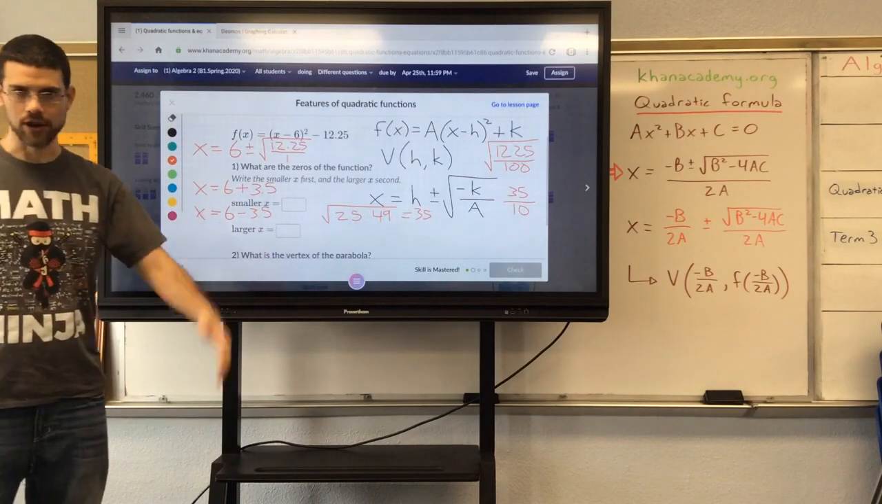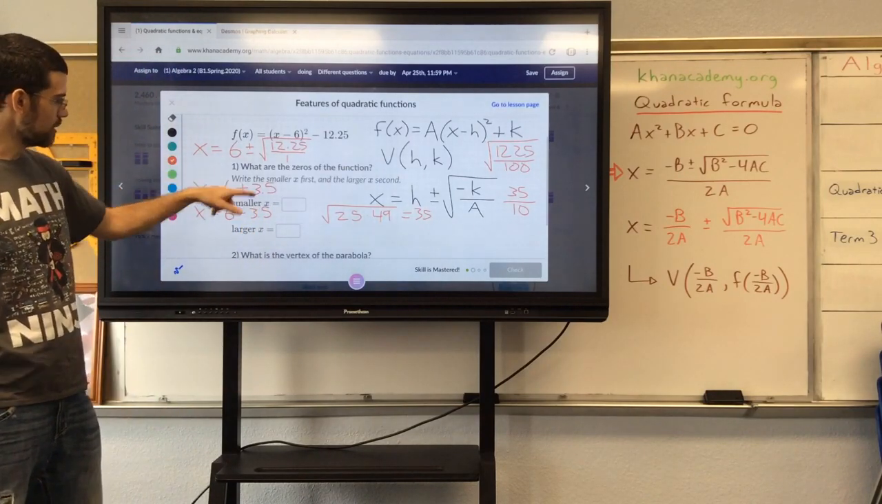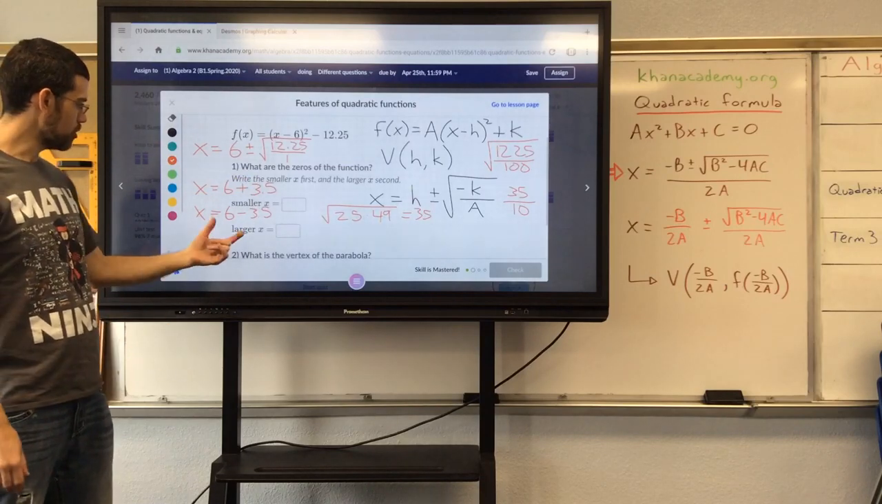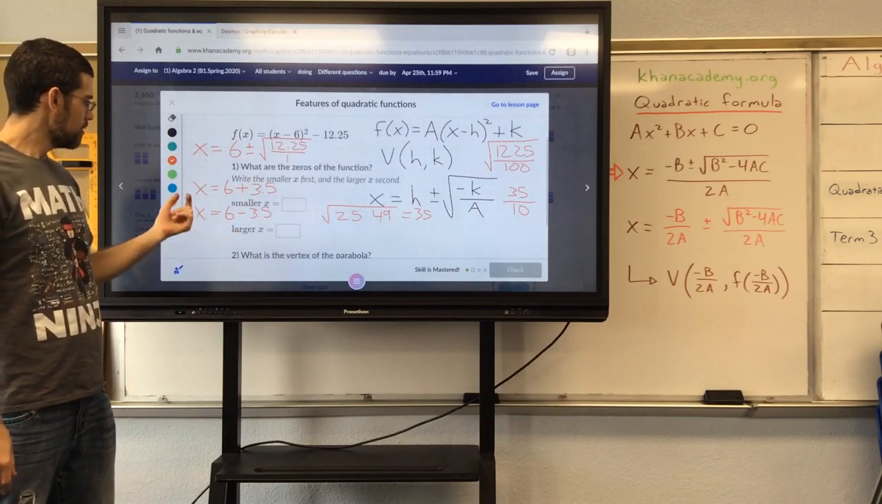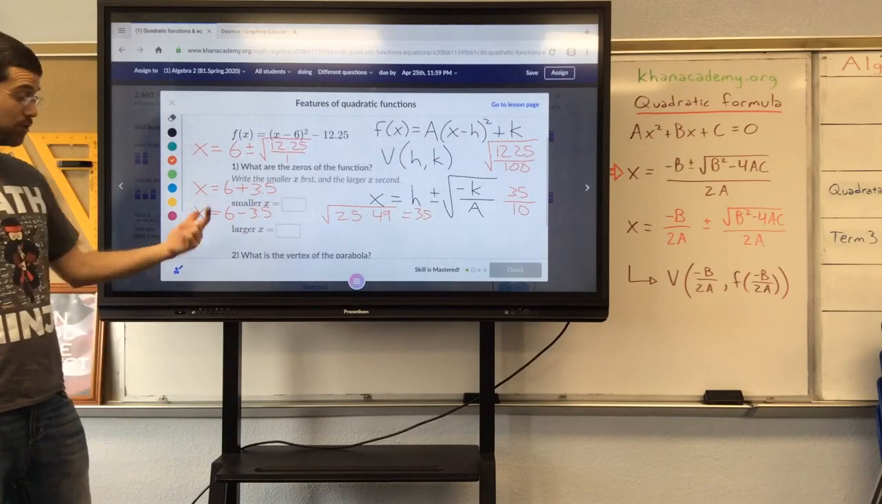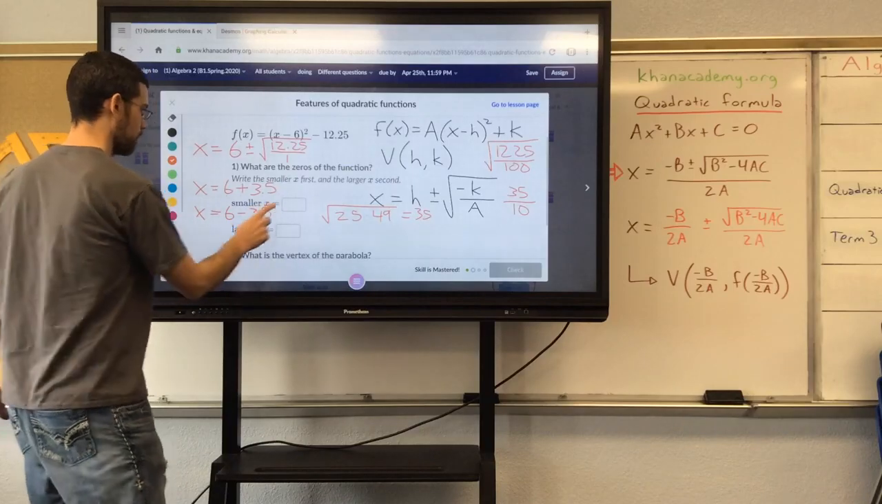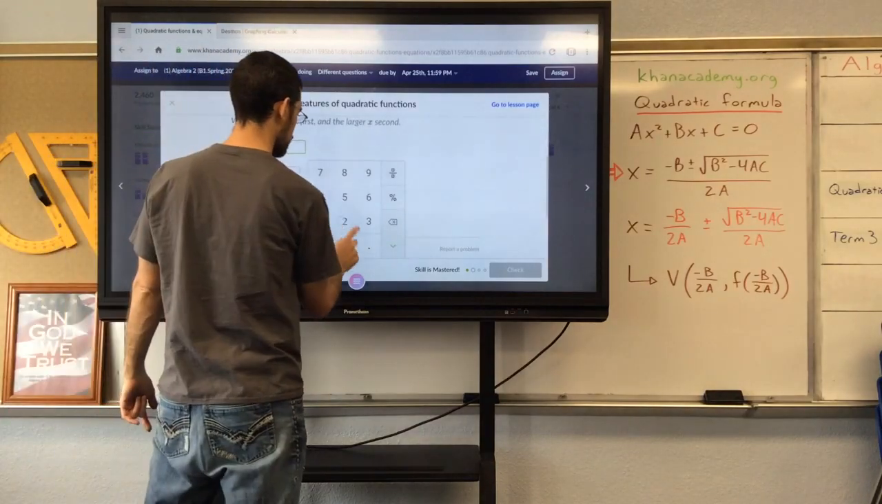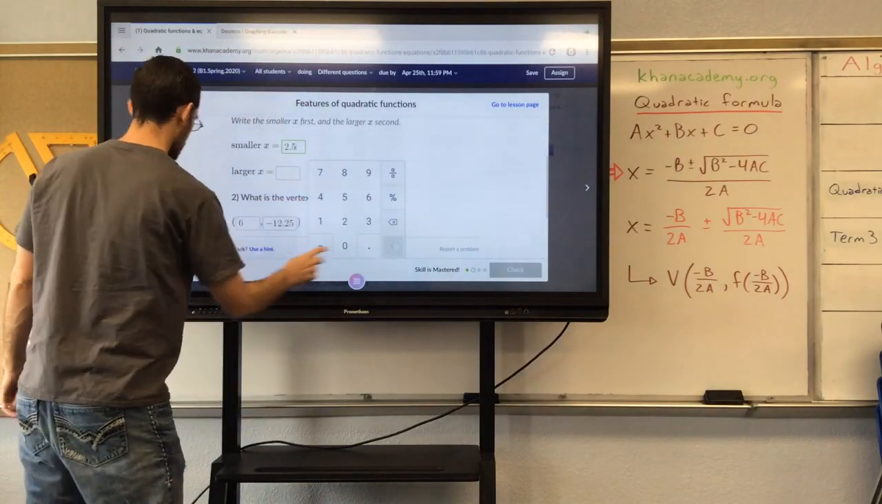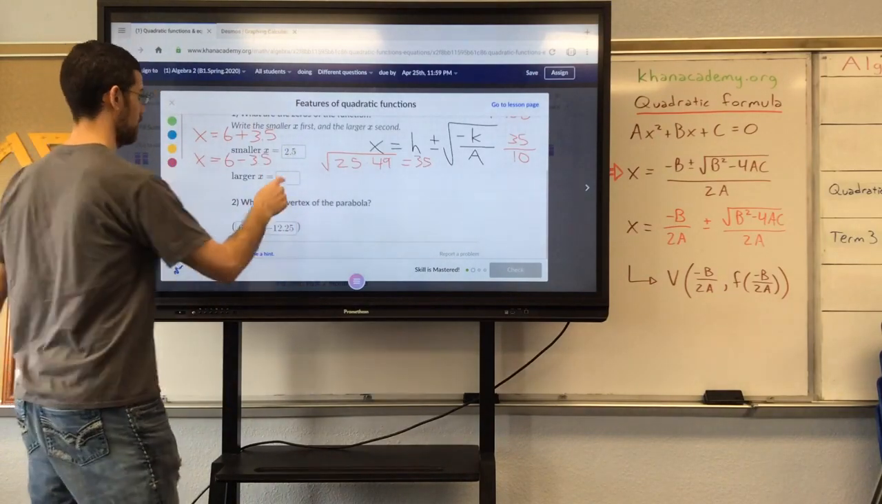Okay, you can use a calculator if you want to, but x equals 6 plus 3.5, that'll be my larger one because I'm adding, and x equals 6 minus 3.5, that'll be my smaller because I'm subtracting. So 6 minus 3.5 is 2.5. And 6 plus 3.5 is 9.5.